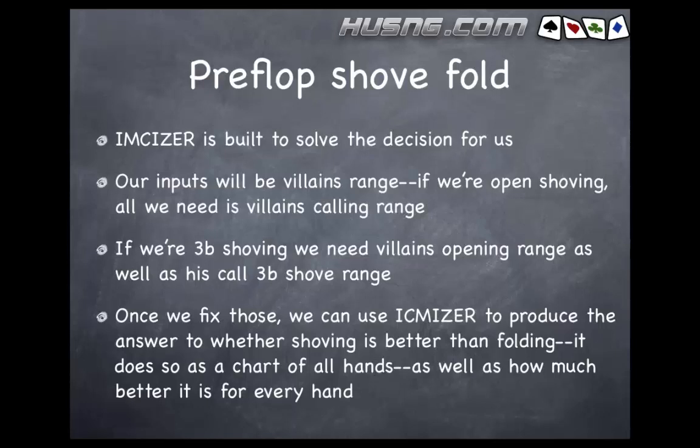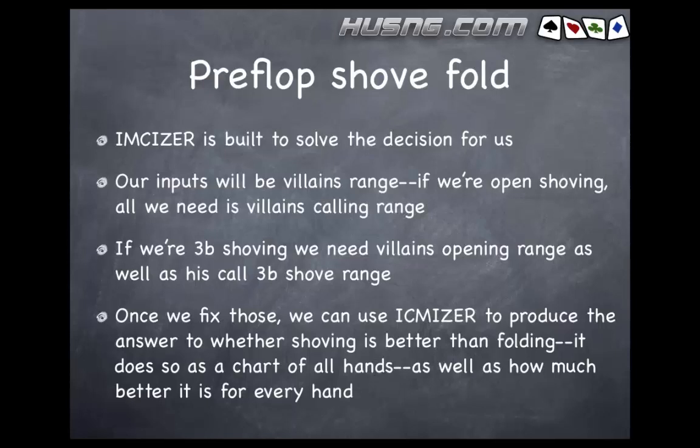Icmizer is built to solve whether folding or shoving is better for the most part. So notice that in that spot, it'll be using the same convention that I've been using throughout this video, that folding is forced to be equal to 0, and we just solve for things that are greater than it. So our inputs for this will be villain's range. That's the whole point of using software, that we don't input random frequencies. We're just importing a whole range.